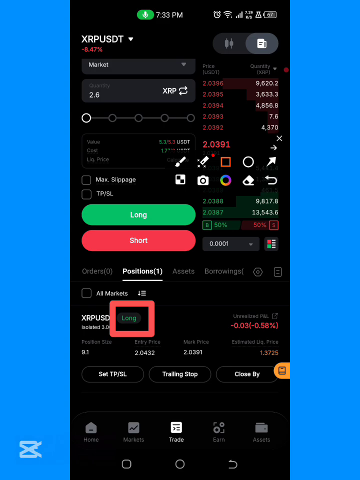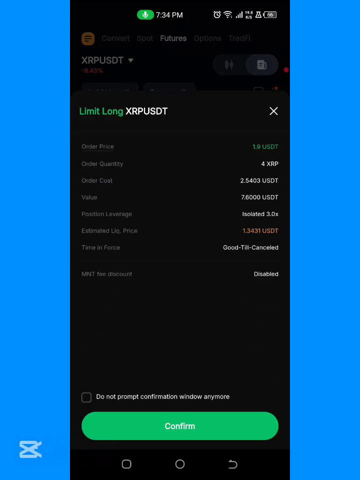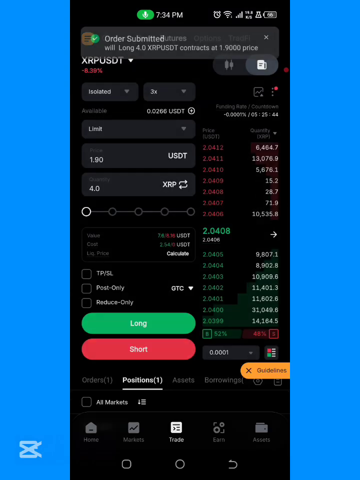Let's assume I don't want to use a market order. So let's briefly do that. Now let's assume I want to use a limit order, and I want to use the remaining money I have with 3x leverage, and let me just long it. So if I click now, I can just click on confirm.